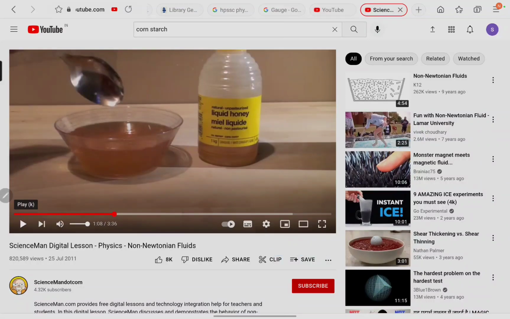So from this spoon or from that hammer, they're basically applying a strain rate on the fluid. But you can see that honey, since it is a Newtonian fluid, does not change its viscosity. Okay, now let's watch some other examples.